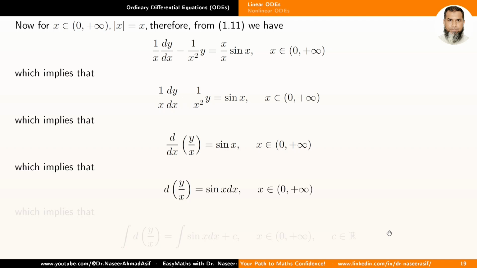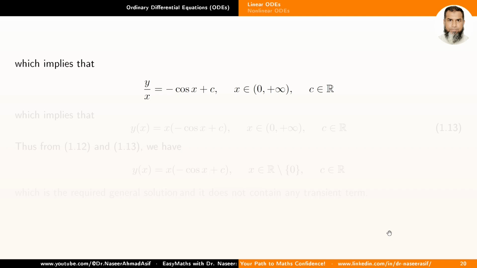So d of y by x is equal to sin x dx, where x belongs to the open interval 0 to plus infinity. Just taking the integral, we have the integral of d of y by x is equal to the integral of sin x dx plus c, where c is an arbitrary constant. So y by x is equal to minus cosine x plus c, and y of x is equal to x times minus cosine x plus c, where x belongs to 0 to plus infinity and c is an arbitrary constant.